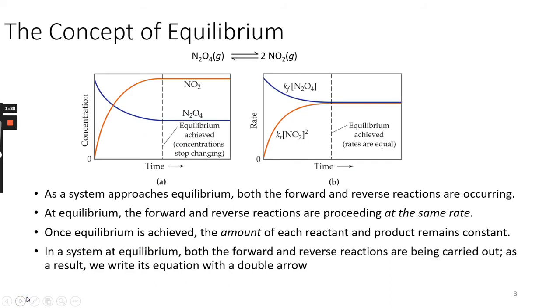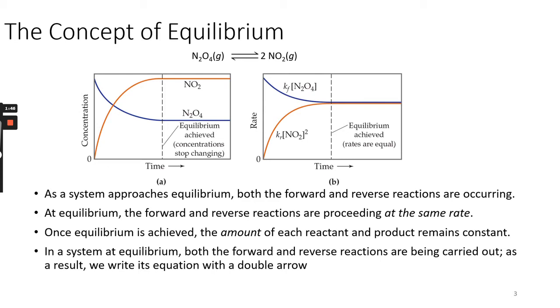So let's examine the concept of equilibrium a little bit more. Here's our reaction that was diagrammed in the previous slide. And you notice that we have these arrows pointing in both directions here. That means you're at equilibrium. That means that the forward reaction and the reverse reaction can occur. So let's look at this diagram here first.